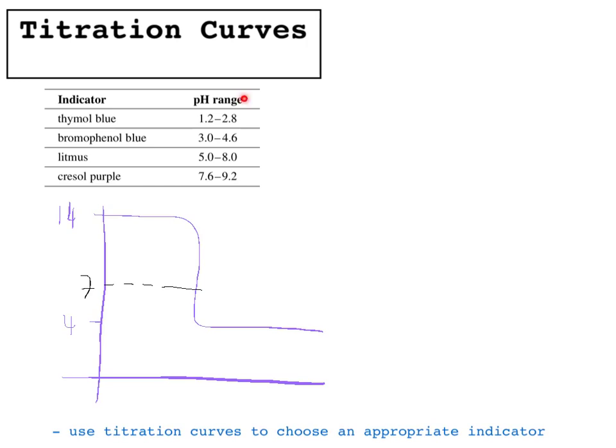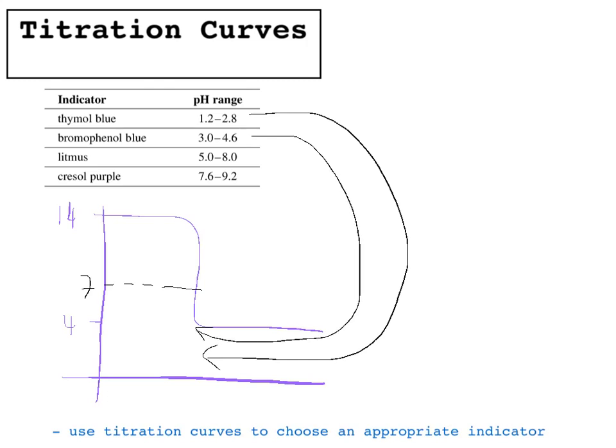So first, thymol blue changes at around 1.2 to 2.8. So thymol blue changes around here. So that one is not going to be appropriate. Bromophenol blue changes between 3 and 4.6. So that one is going to change around here, which again isn't going to be appropriate. Litmus changes between 5 and 8. So that's around here, so that one might be appropriate.